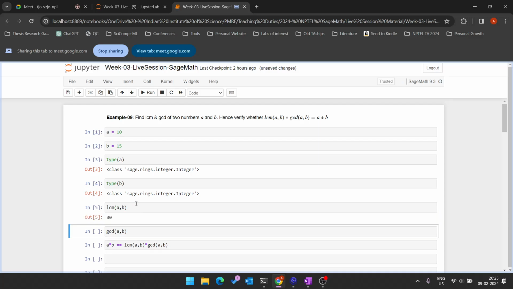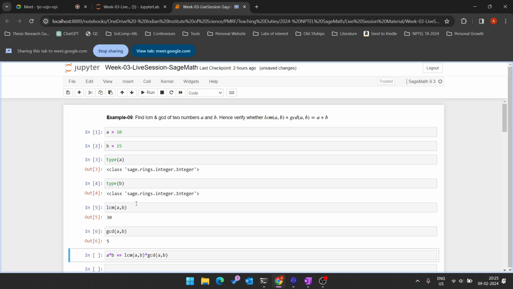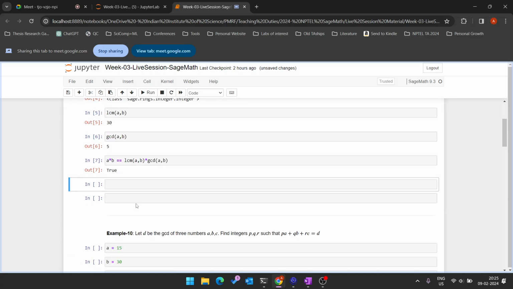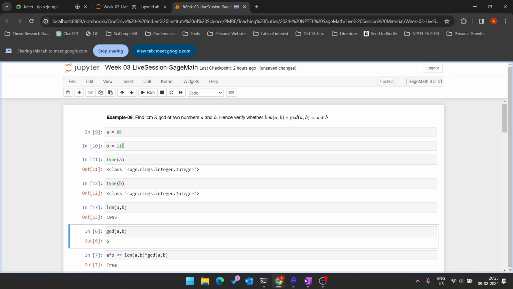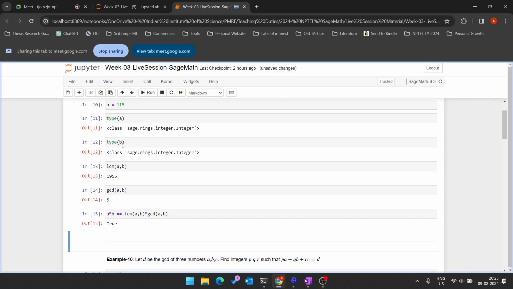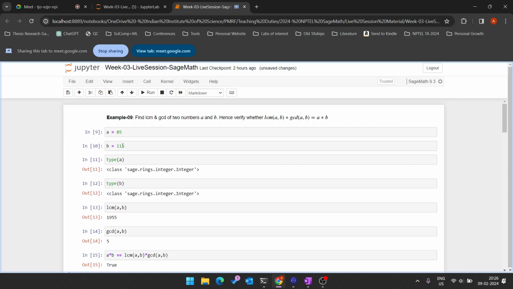If we take the LCM of A and B, it's 30, which is 3 times A and 2 times B, and the GCD should be 5. If I multiply A and B and compare with the product of LCM and GCD, we get the same values. If I change it a bit, suppose I say 85 and 115, what do I get? Again, the LCM is pretty large, the GCD is large, but the identity holds true.